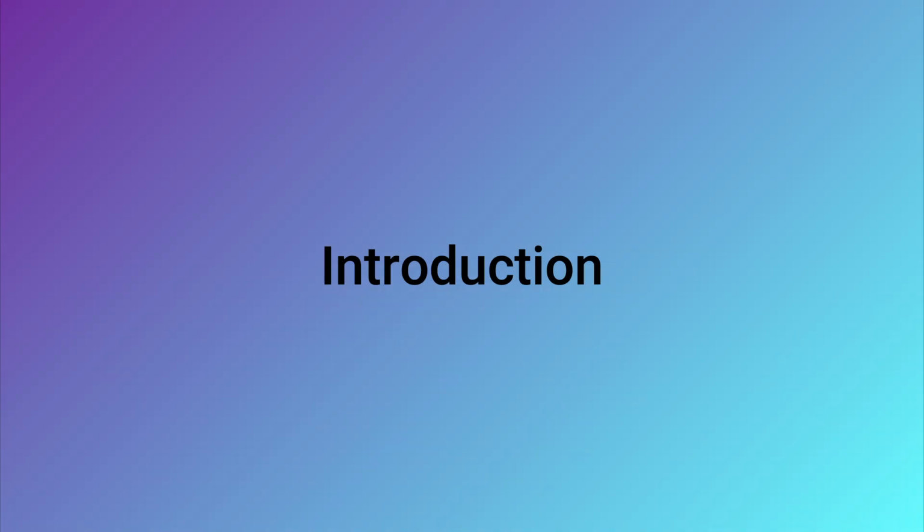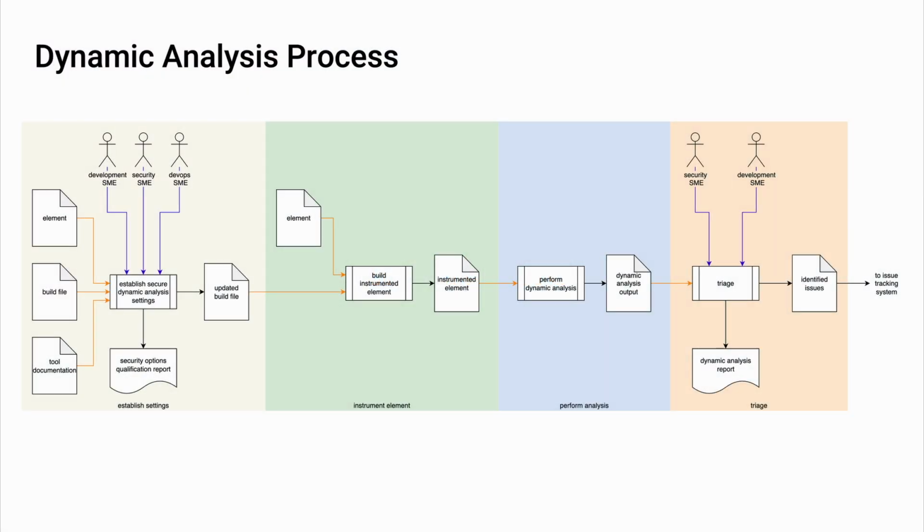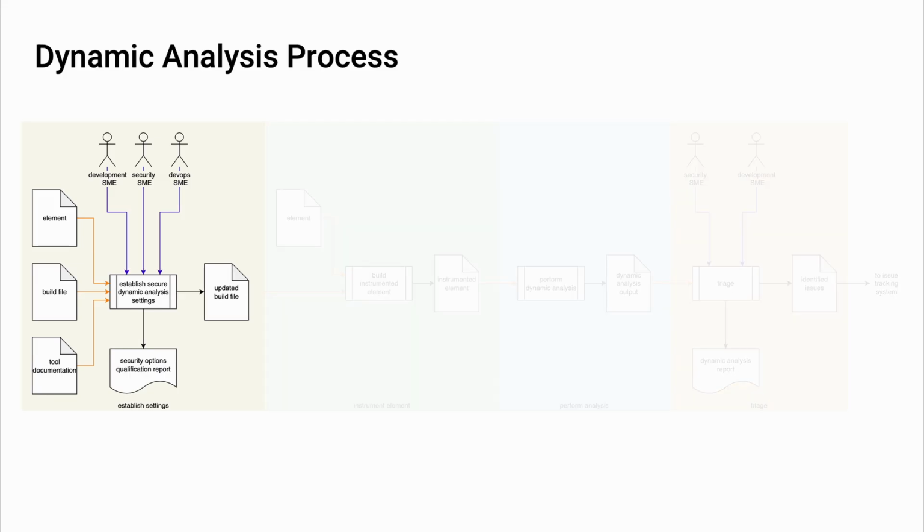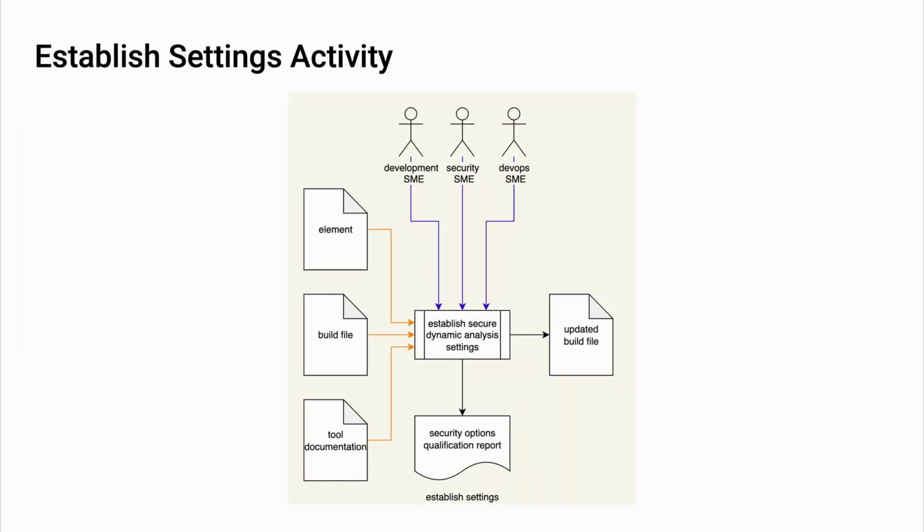Before getting into settings establishment, let's briefly review where it fits in the overall dynamic analysis process. Here's the dynamic analysis process, which we previously covered in the dynamic analysis overview training. Our focus for this training will be on the first activity, that of settings establishment. Within the settings establishment activity, the development, security, and DevOps SMEs take the tool documentation, element documentation, and build file and establish a set of element-specific settings, creating an updated build file and generating a security options qualification report.